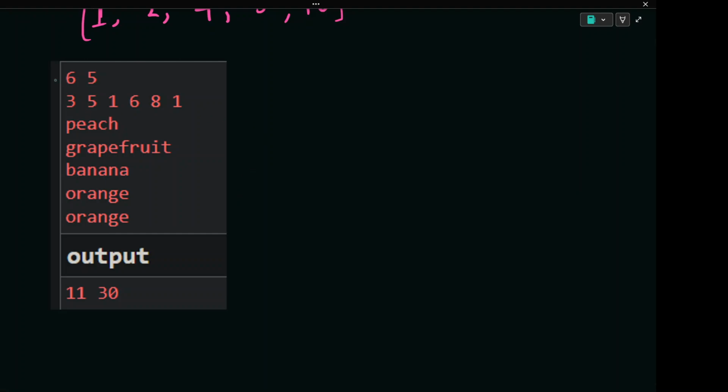Cool. So we have 6 price tags, that is nothing but 3, 5, 1, 6, 8, 1. So we will sort it first. We saw that earlier: 1, 1, 3, 5, 6, 8. We sorted it. Now we have to assign each fruit to the price tag. Is there a 1? Yeah, there's a 1 price tag. Correct?